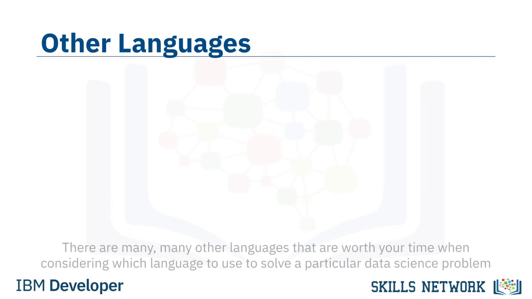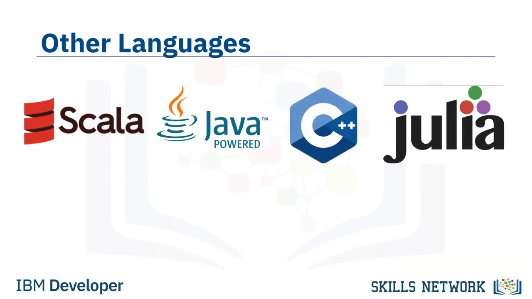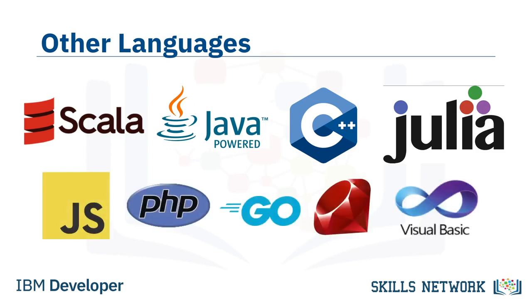But there are many other languages that are worth your time when considering which language to use to solve a particular data science problem. Scala, Java, C++, and Julia are probably the most traditional data science languages on this slide. But JavaScript, PHP, Go, Ruby, Visual Basic, and others have all found their place in the data science community as well. I won't dive as deeply into each of these languages, but I'll mention some notable highlights.